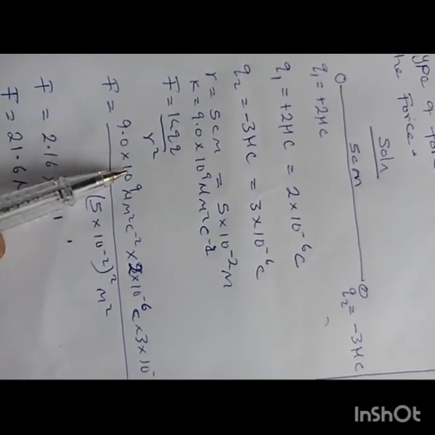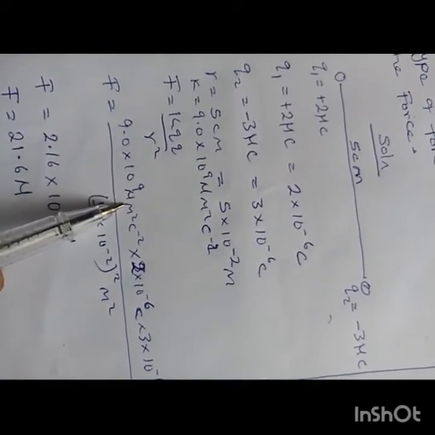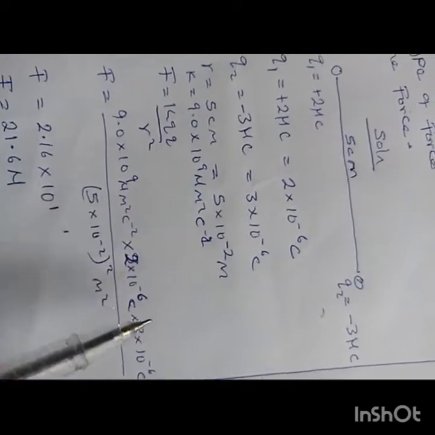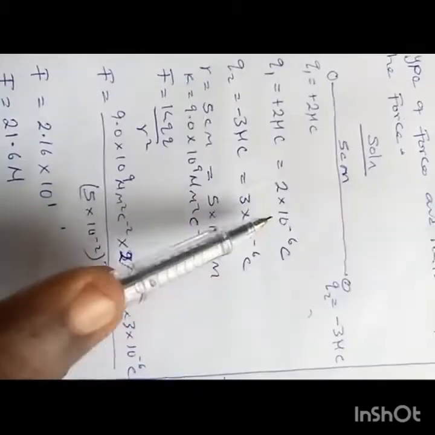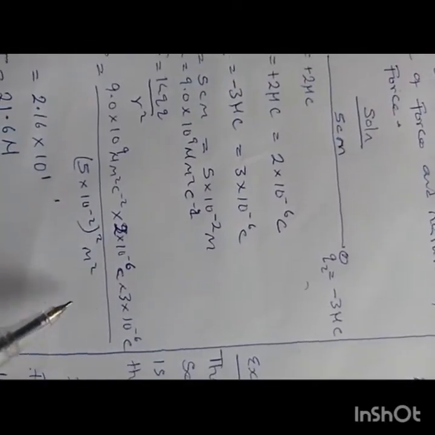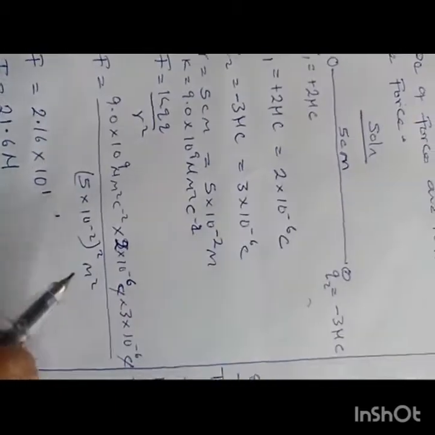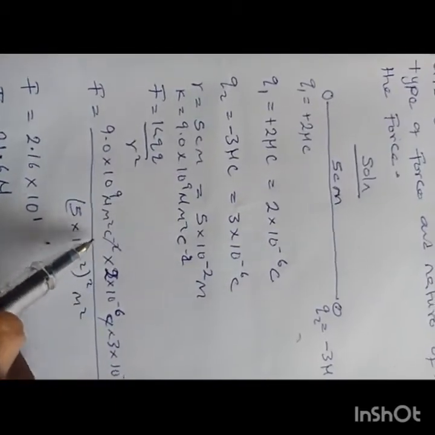What is our K? 9.0 times 10 raised to power 9 Newton meter squared per Coulomb squared, multiplied by our Q1, which is 2 times 10 raised to power minus 6. Our Q2 is 3 times 10 raised to power minus 6. Now, these coulombs here will cancel this per Coulomb squared.